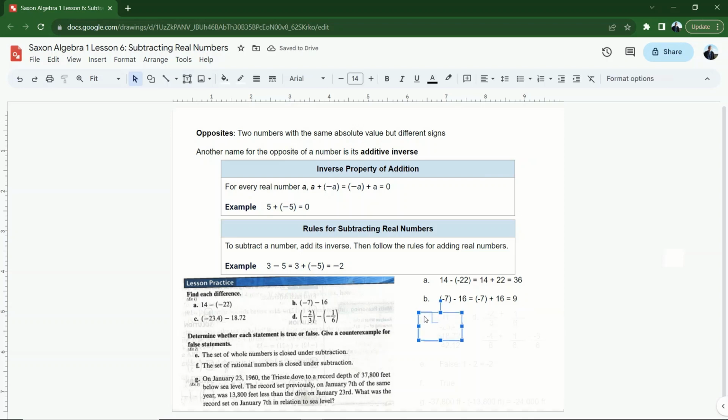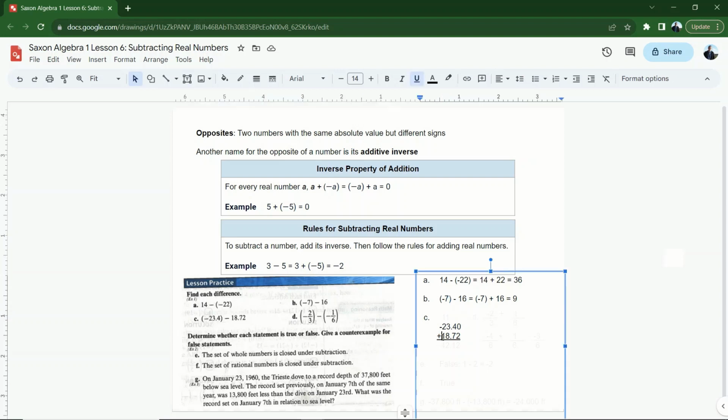Letter C. This one takes a little bit more work, because for this one, we've actually got a subtraction problem. I'm going to set it up like a subtraction problem, but instead of a subtraction problem, we need to make it an addition problem, and I'm going to add the inverse. So this should be -23.4 plus the opposite of 18.72. I'm just noticing I set this one up entirely wrong when I preset it up. So we're going to fix it as we go here.